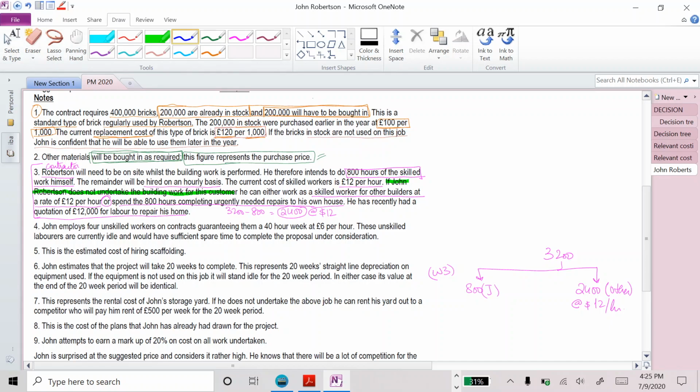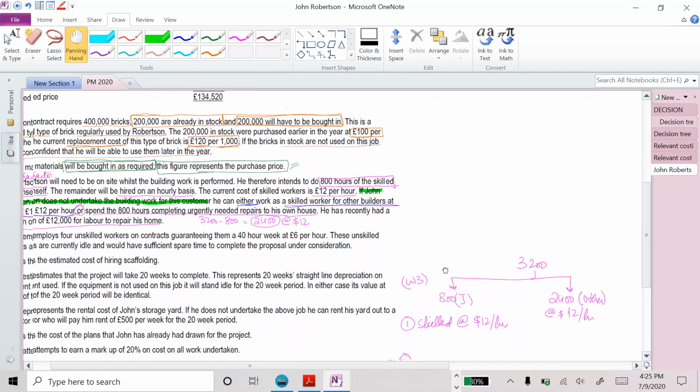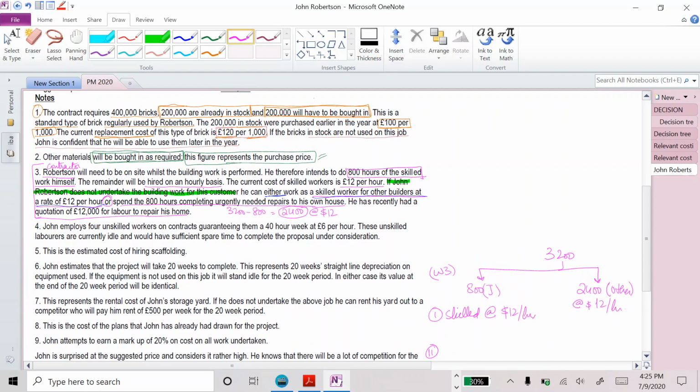It's saying that there are two options. He can either work as a skilled worker for other builders at the rate of $12 per hour. This is the first option. He can work as a skilled worker for someone at the rate of $12 per hour. Or the second option is to spend 800 hours completing the urgently needed repair to his own house.